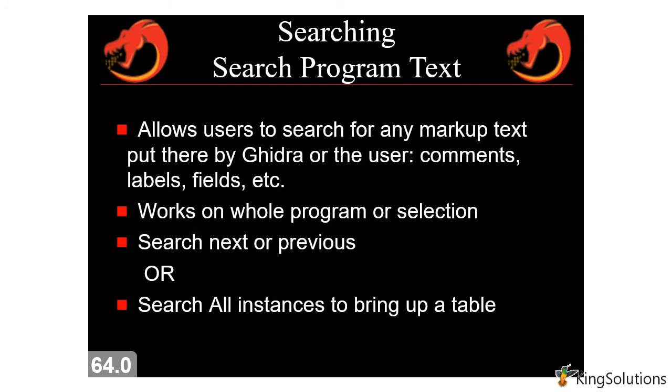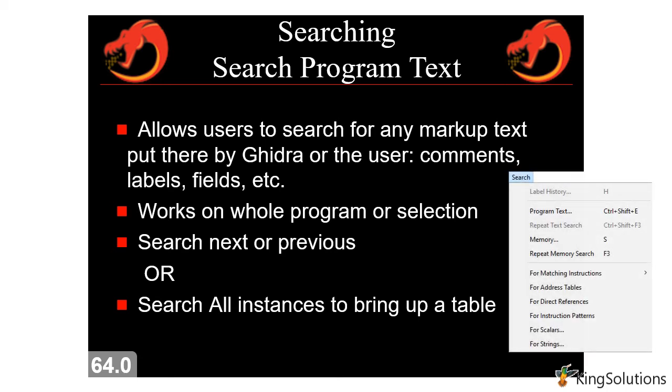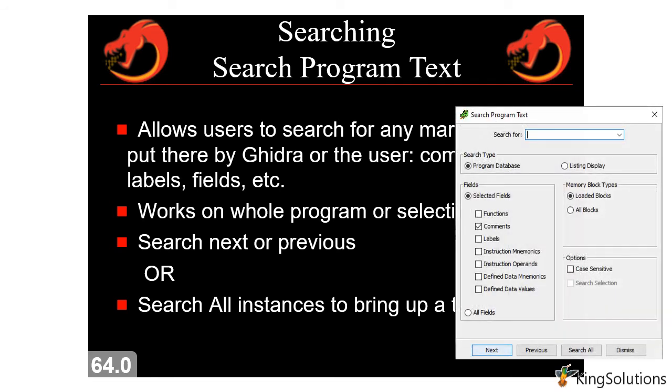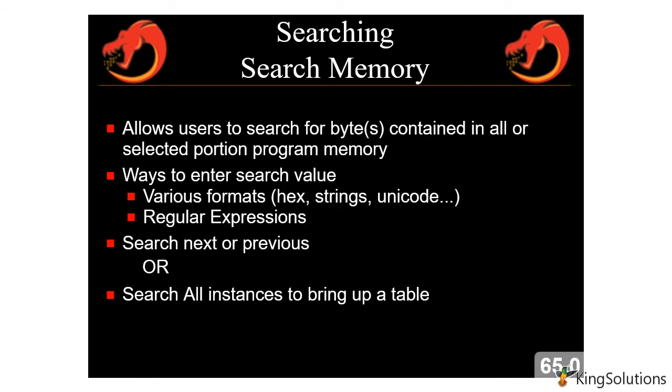Searching. Search program text. Search allows users to search for any markup text put there by Ghidra or the user. This includes comments, labels, fields, etc. You can search on whole program or a selection. You can search next or previous or search all instances to bring up a table. To open the search program text dialog, go to Search, Program Text.